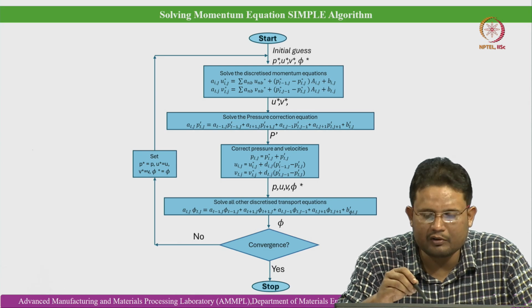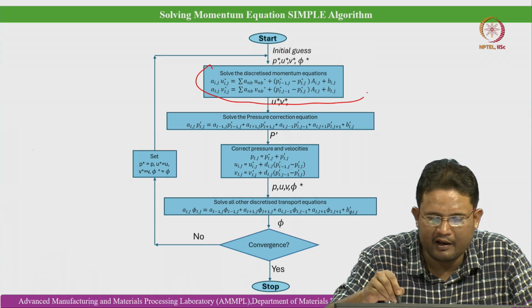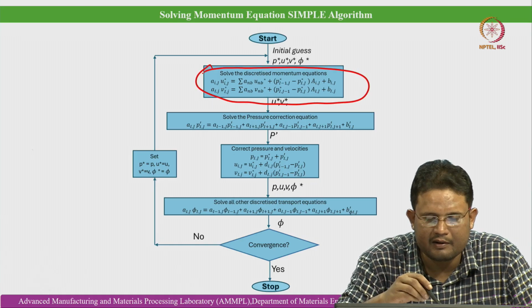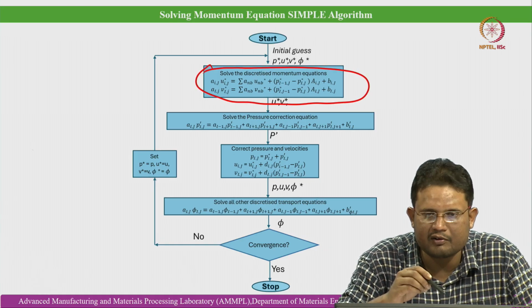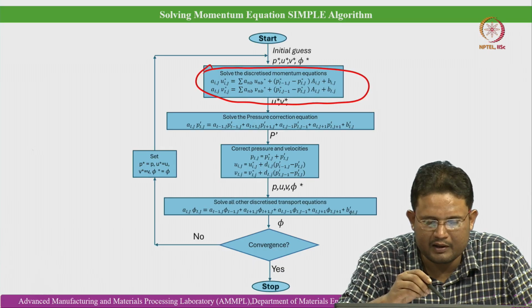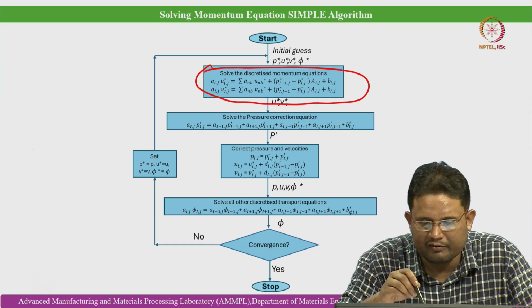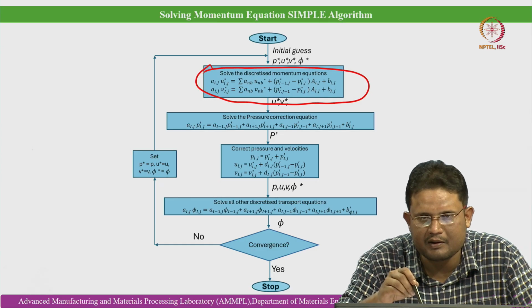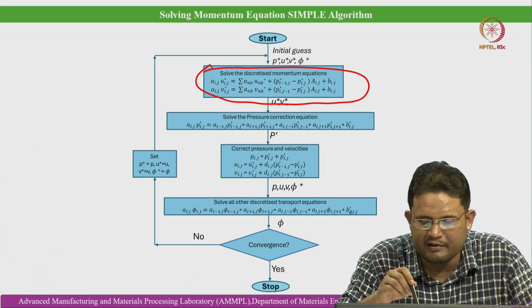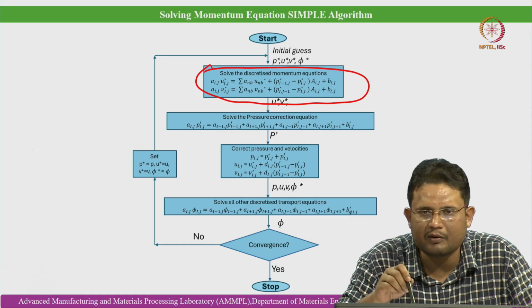So, you can see the guessed values are u asterisk and v asterisk, and then these are a_i,J, the coefficient with u asterisk_i,J, and a_I,j is the coefficient with v asterisk_I,j, and this is equal to the summation of a_nb u_nb asterisk plus p asterisk_{I-1,J} minus p asterisk_{I,J} multiplied by A_i,J, which is the coefficient with pressure, and then plus B_i,J, which is responsible for the source terms.